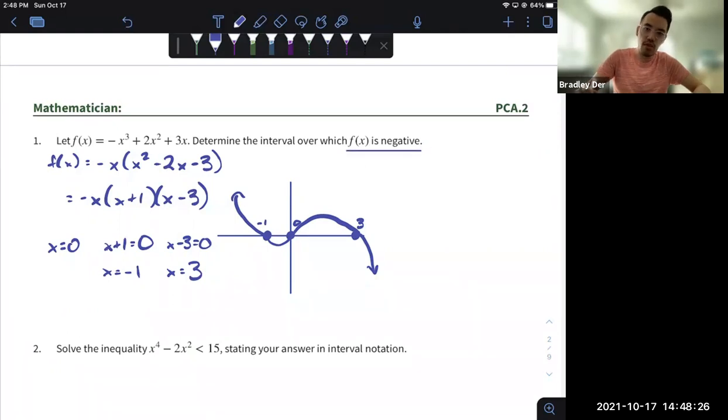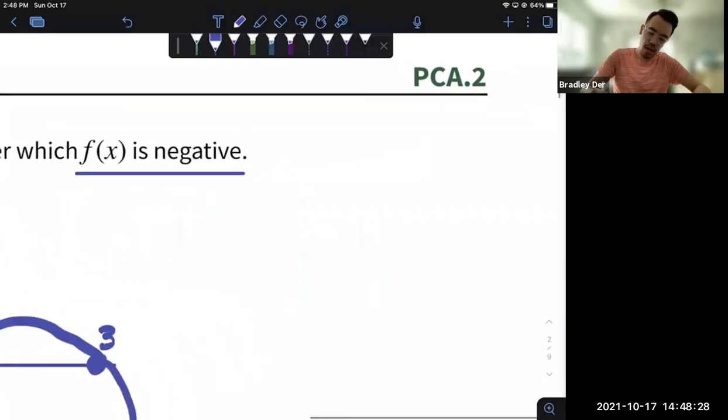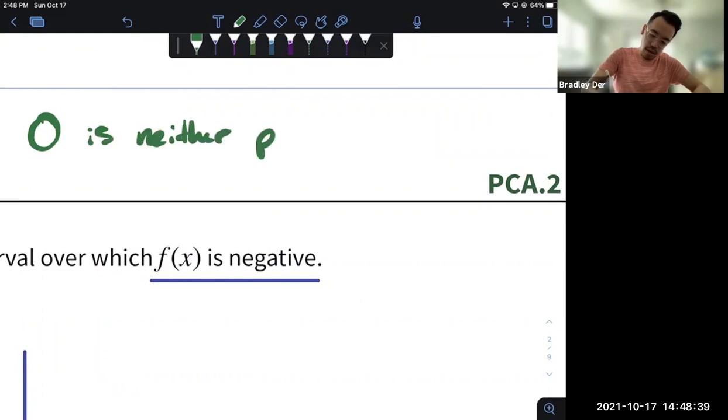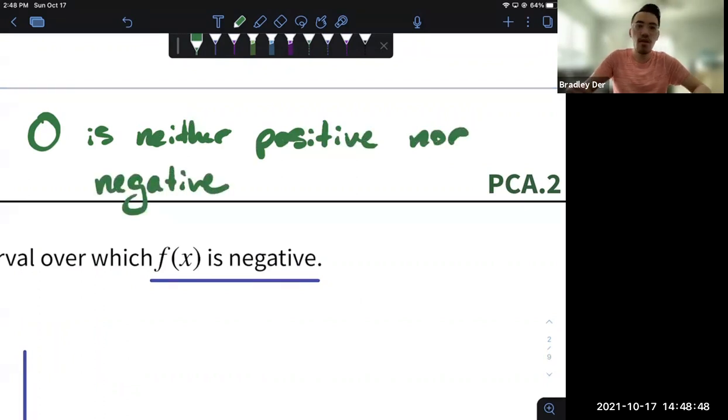Right, and here's the thing that you do have to remember. Write it down if you need to. Put it in your notes, put a big star, highlight, whatever on it. 0 is neither positive nor negative. Right, 0 is neither positive nor negative.